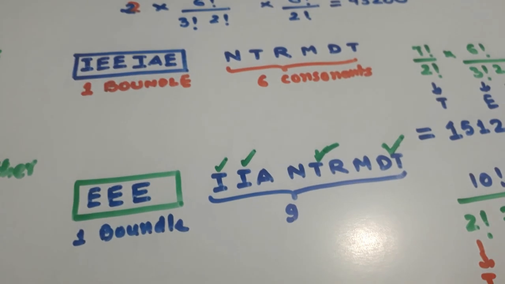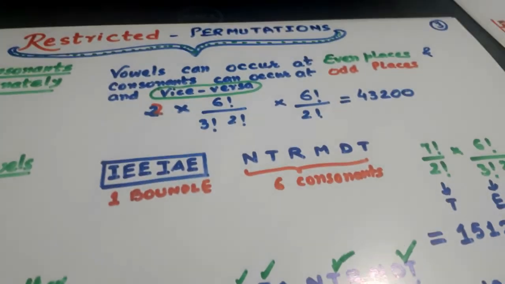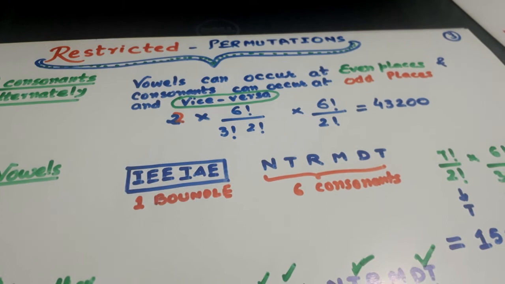So this was all on restricted permutations. I hope you might have understood.